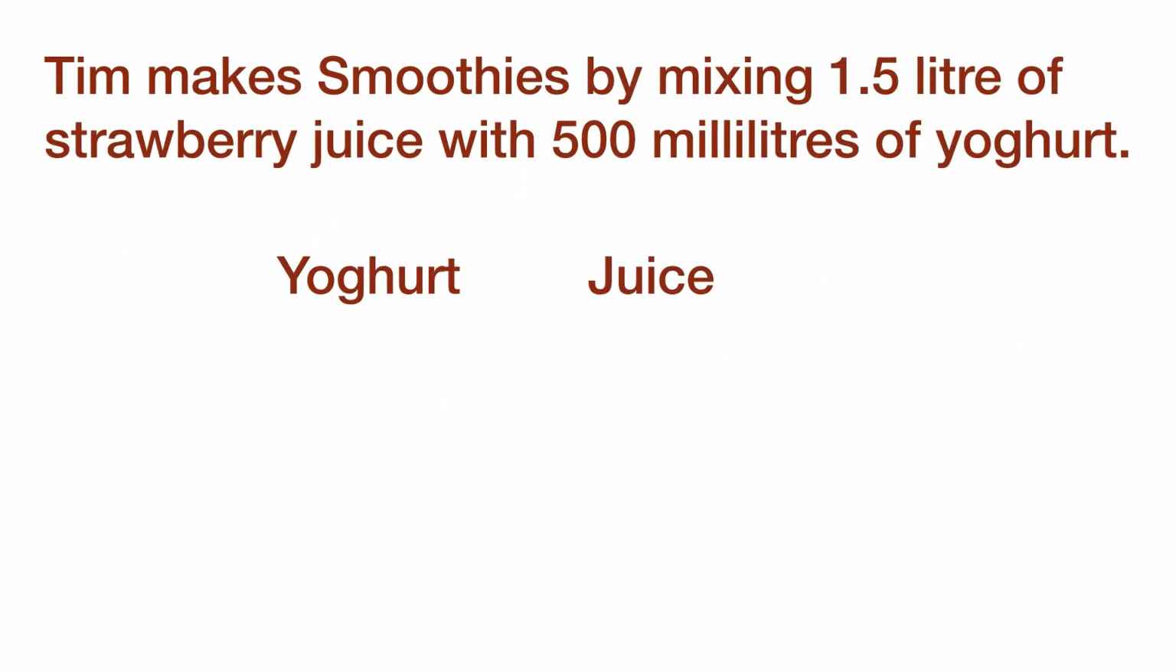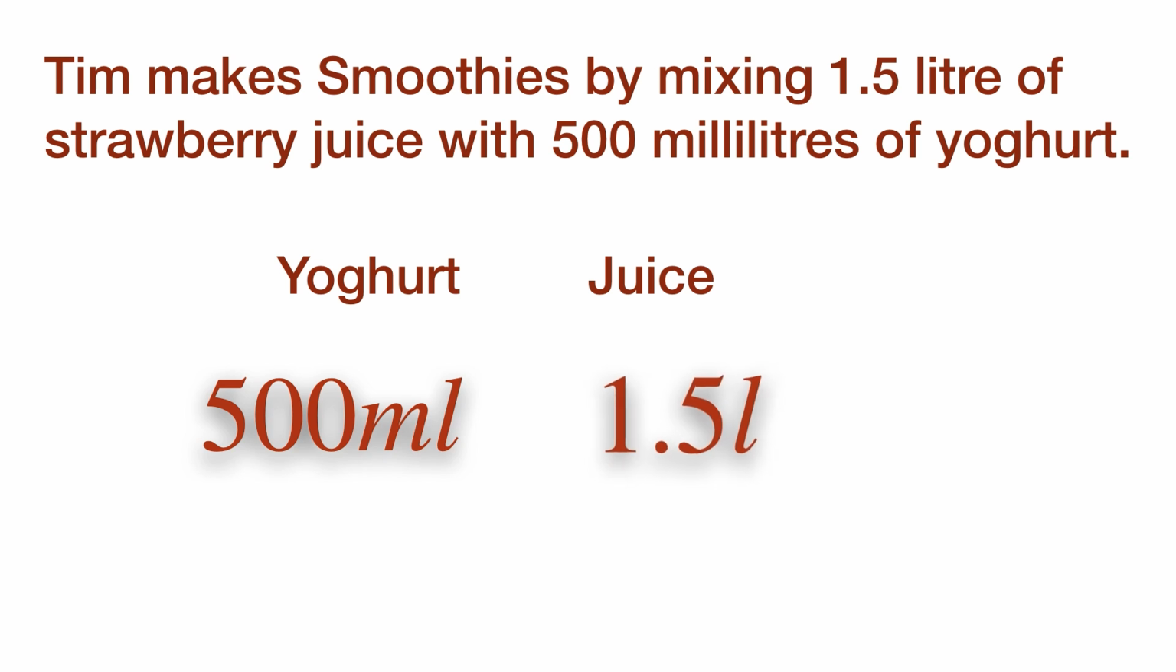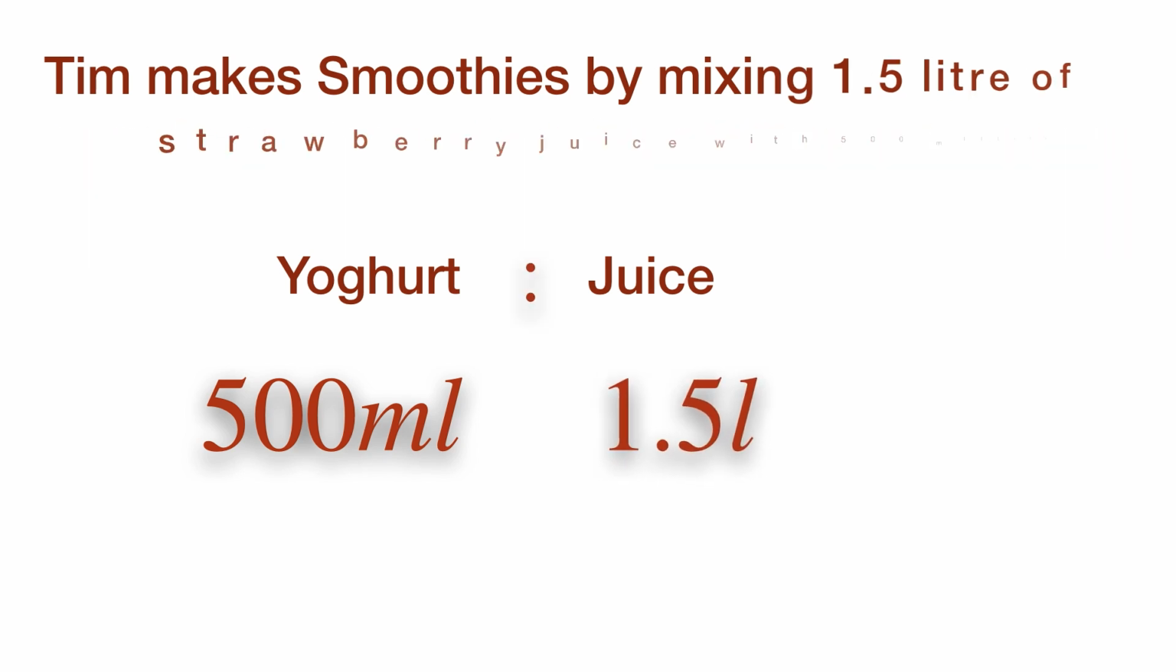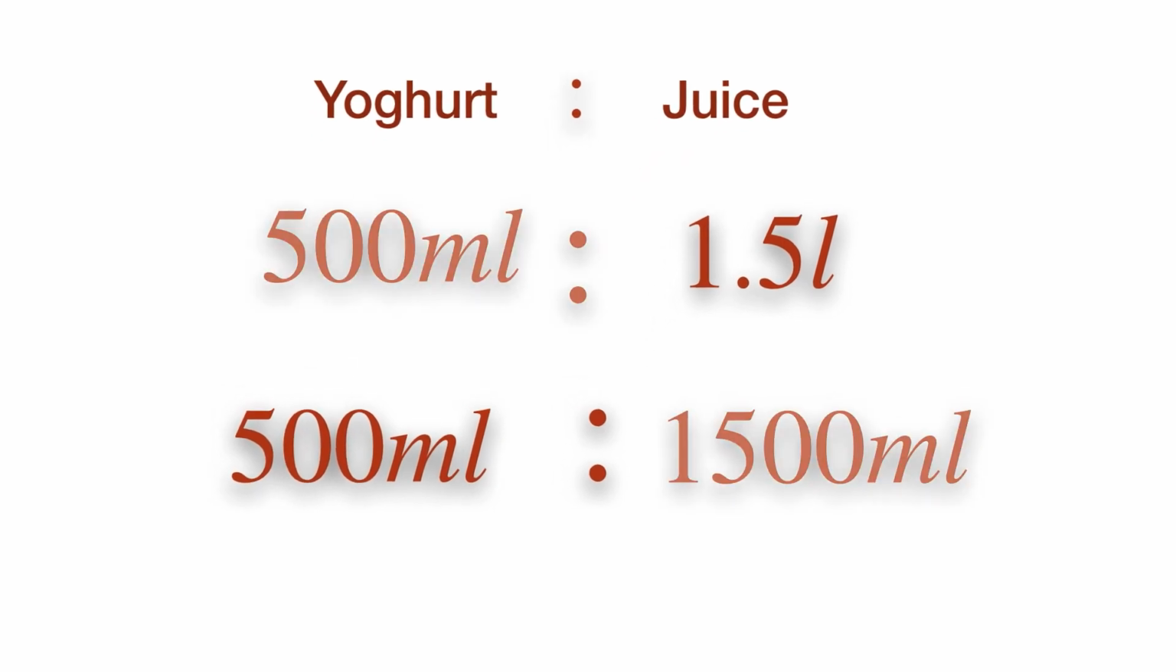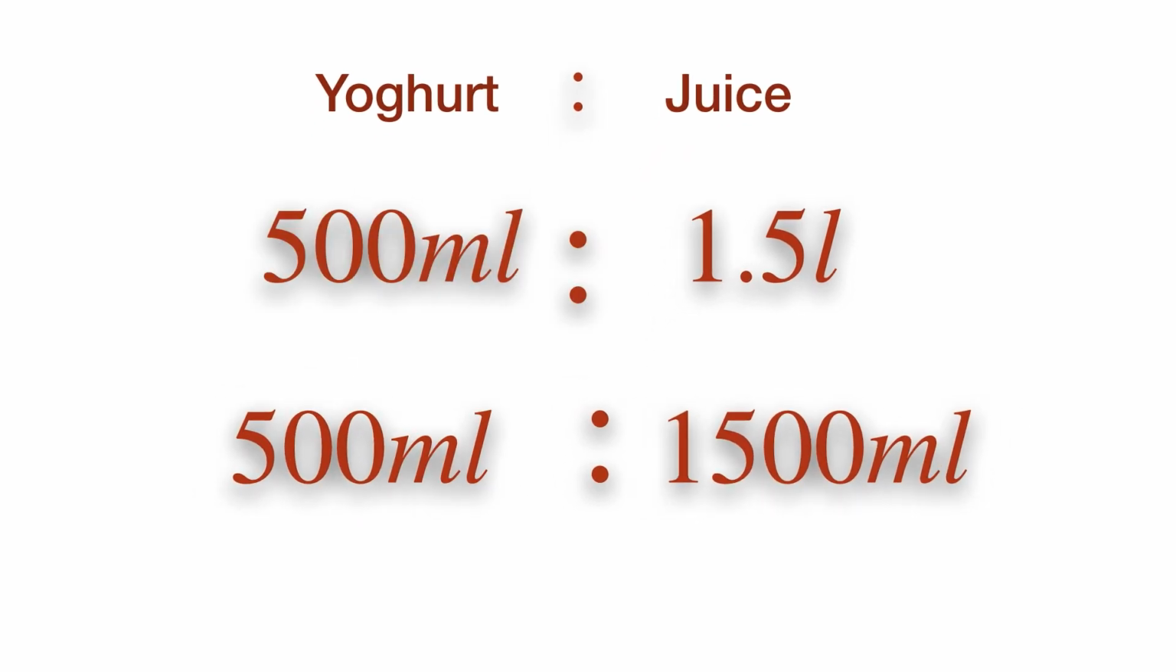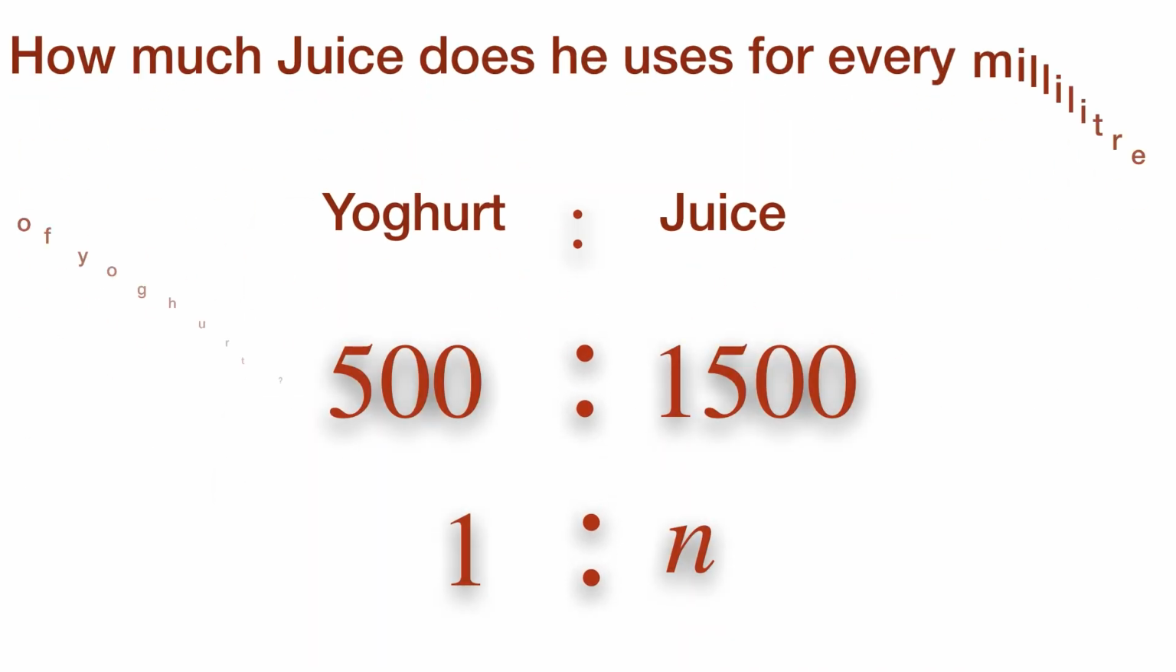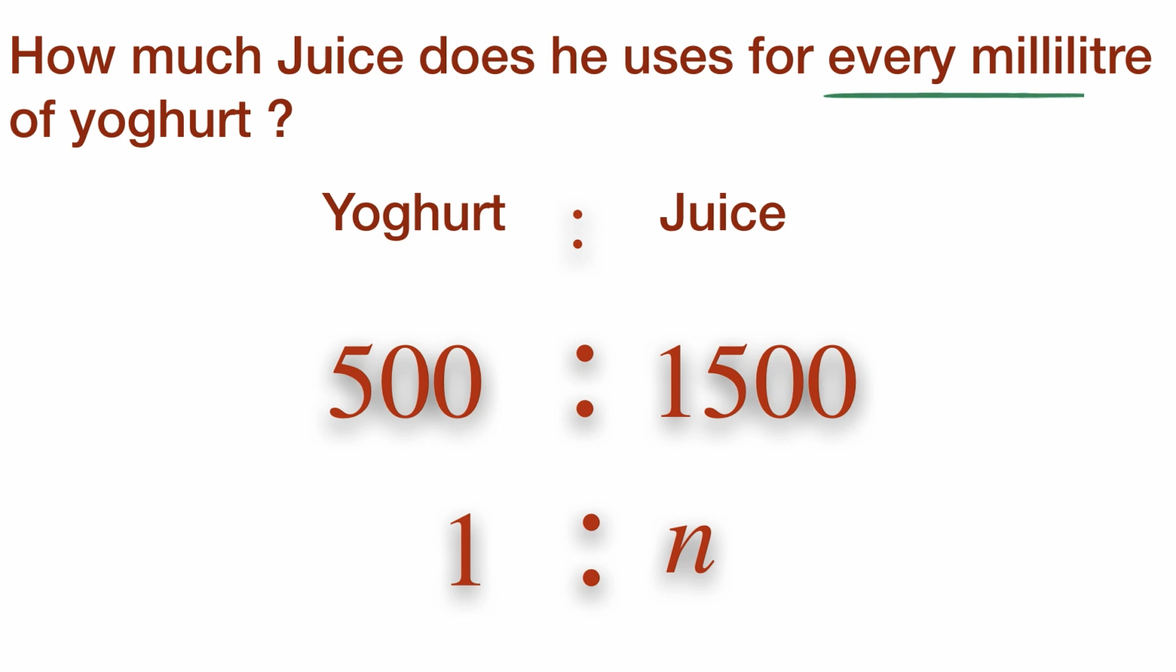So, to put this in perspective, the ratio of yogurt to juice is 500 ml to 1.5 liters. Since 1 liter is equivalent to 1000 milliliters, it is equivalent to 500 milliliters to 1500 milliliters. Since we want to find out the amount of juice for every milliliter of yogurt, we need to express this as a unit ratio in 1:n form. We want to convert the yogurt ratio to 1, as the question says to find the juice for every milliliter of yogurt. Every milliliter implies 1 milliliter. Always read the question very carefully.